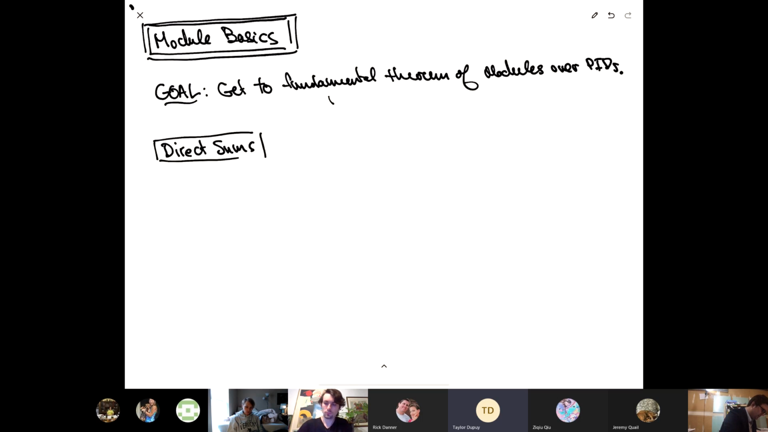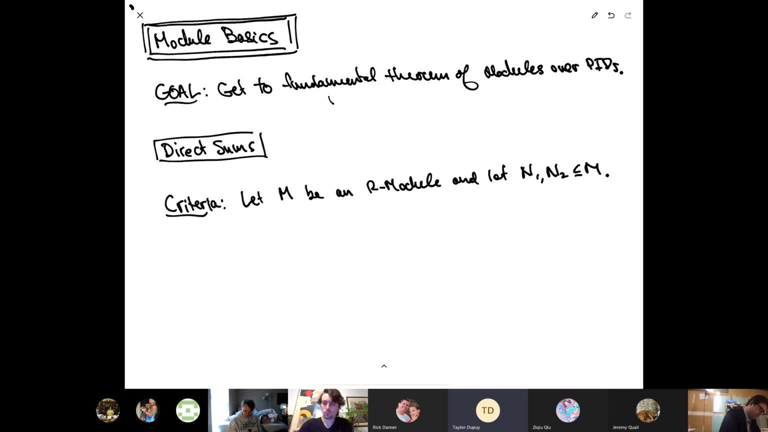Okay. And so there's a criterion for showing a module is a direct sum. So let M be an R module. This is totally general. And you could even take this as a definition if you want. But let M be an R module, and let N1 and N2 be submodules of M.